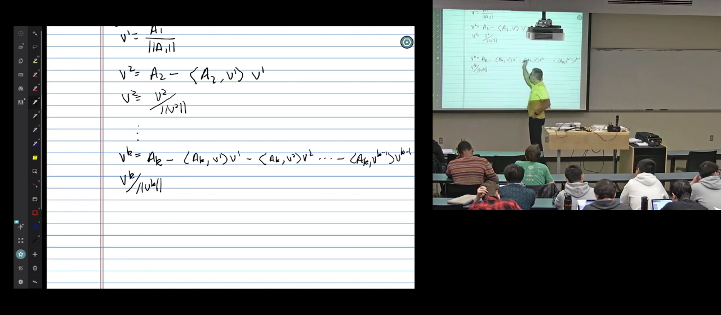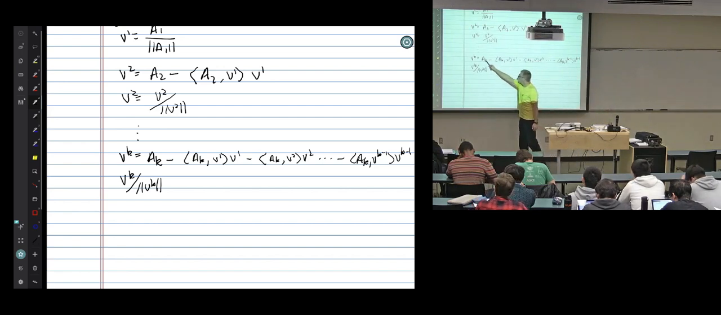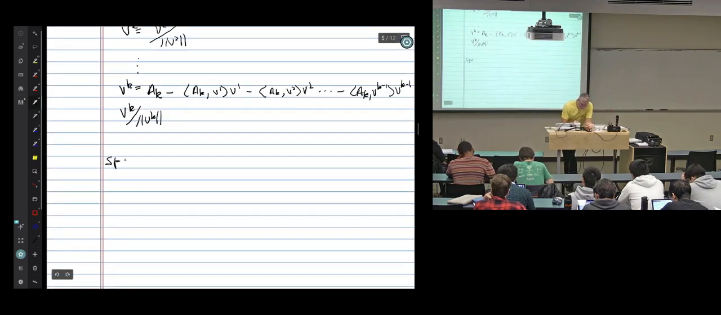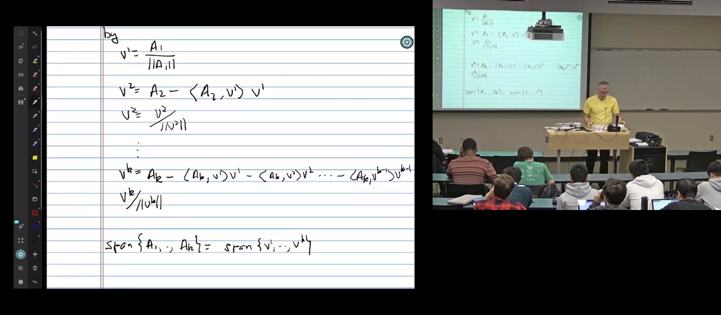So we get these formulas because we're setting VK to be orthogonal. We want to choose it to be orthogonal to V1, V2, V3. So we just remove all the components of this that depend on V1, V2, and so now it's orthogonal. And then we have the span of A1 up to AK equals the span of V1 up to VK. So that's the special thing about Gram-Schmidt.